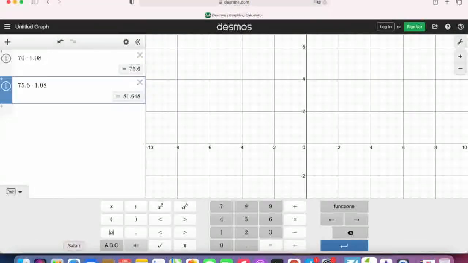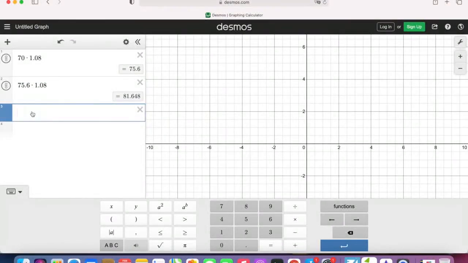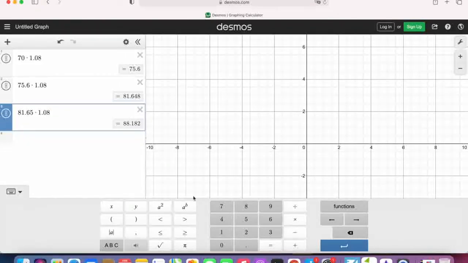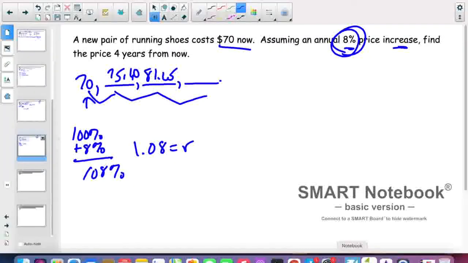And then I'm going to multiply that answer, 81.65 times 1.08 a third time. When I round this number, I get 88.18, rounding to the nearest penny. Always make sure when you're dealing with money, you round to the nearest penny. And rounding to the nearest penny means you round to 2 decimal places.